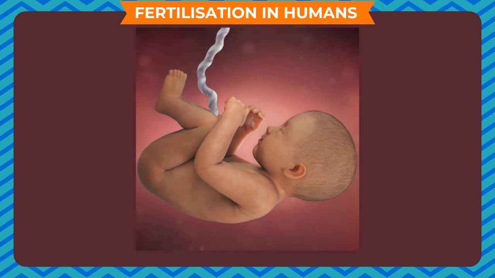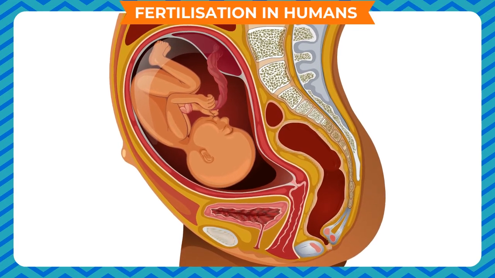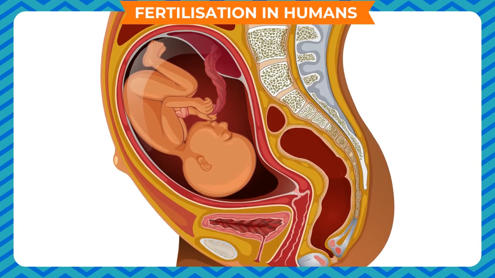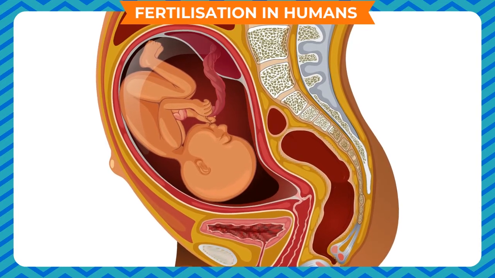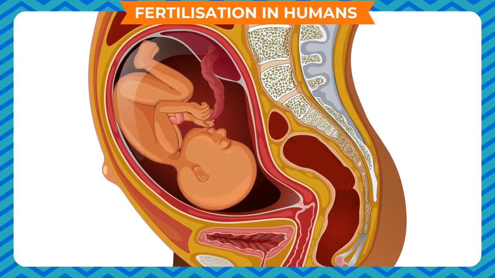After a period of around 9 months, the embryo develops into a complete baby and comes out of the female body. The nutrition and oxygen for the growing embryo is provided by the blood of the mother through placenta, and other excretory matter such as carbon dioxide is given back to mother's blood to be given out.